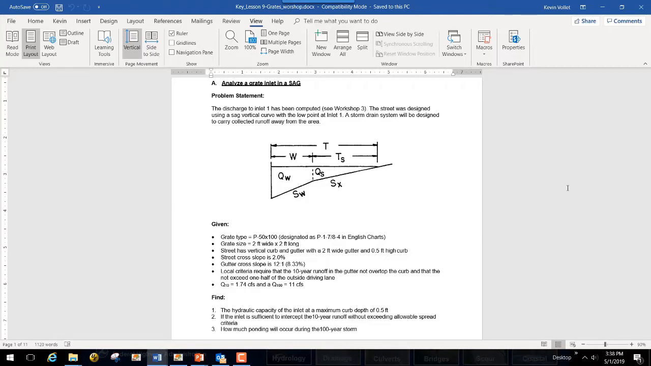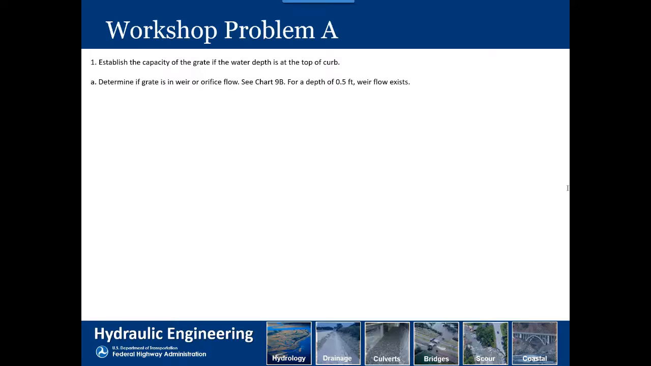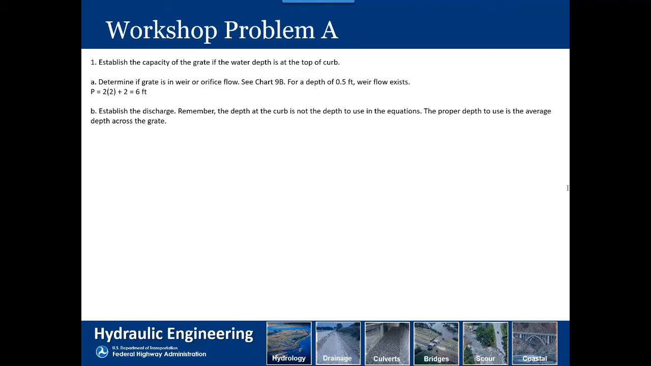For problem A, number 1, we're supposed to establish the capacity of the grate at the water depth at the top of the curb. So we know that the top of the curb is at 0.5 feet, right? And from chart 9B, we know we have to have our perimeter. So our perimeter is 6 feet, right? So at the top, we know that we are in weir flow. That was given to you, unfortunately.